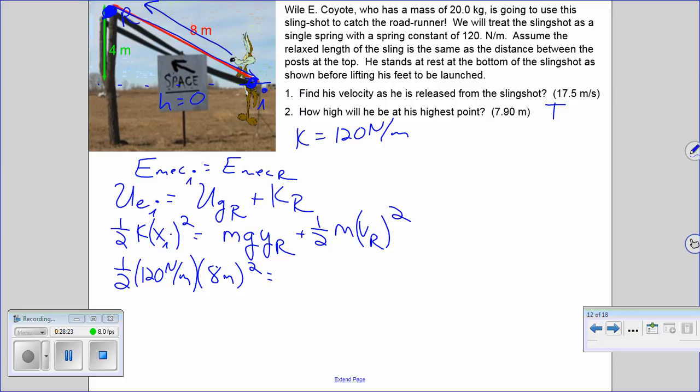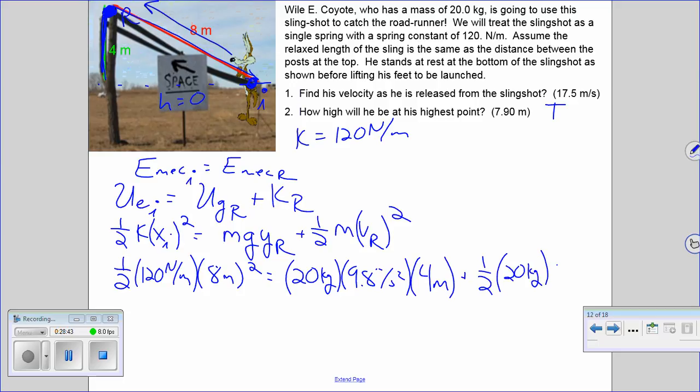That's going to equal his mass, 20 kilograms, times g, which is 9.8 meters a second squared, times his y at the release point, which is this 4 meters, right? Plus half of his mass, which is 20 kilograms, times the velocity at the release point squared. So if you solve this, the velocity that you get ends up being like 17.48 and then some other numbers.